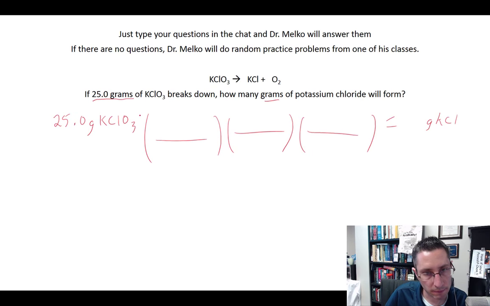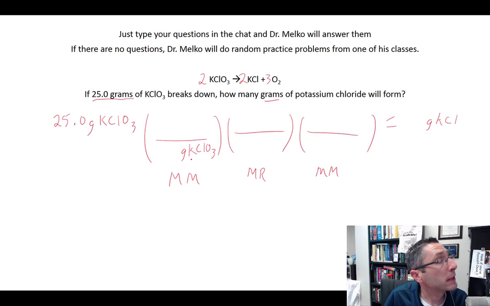Step 1, I already skipped, which I should have gone back and done, which is balancing the reaction, but we did that in the previous problem, so I'm just going to skip that step and give you the coefficients for free. And now we're ready to go. We have starting grams of this reactant. Like all these, we're going to follow the same roadmap: molar mass, molar ratio, molar mass. So we need the molar mass of KClO3.